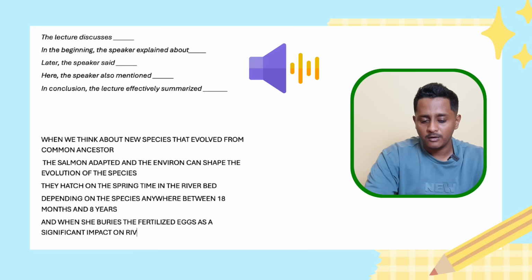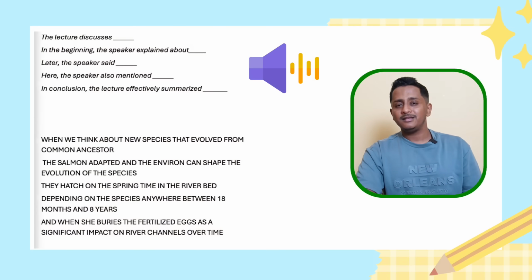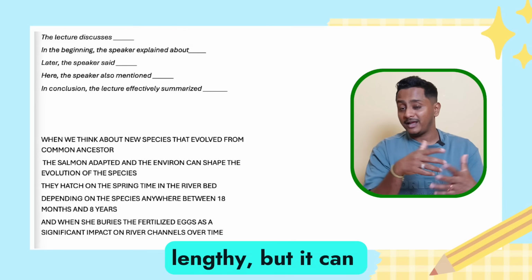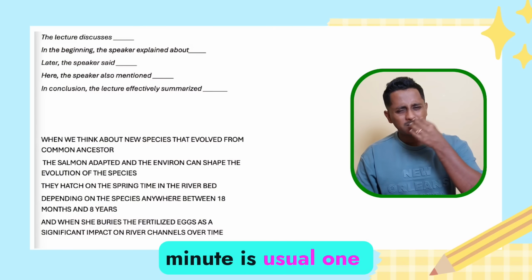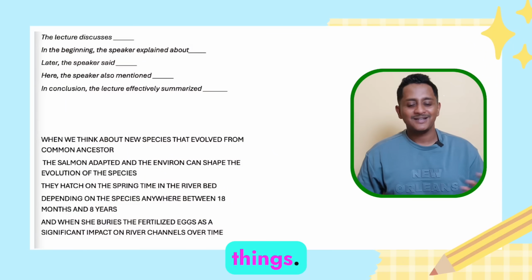Riverbeds have a significant impact on where salmon spawn, researchers have noted. Over time, fewer fine sediments and a looser bed structure. It may not be this lengthy, but it can come as well. But 1.5 minutes is usual, 1 to 1.5 minutes. But as I have written, a lot of things.